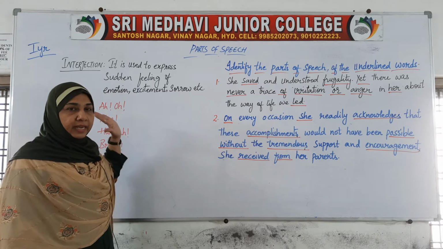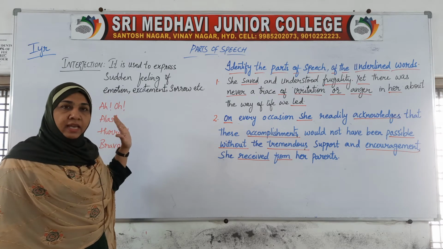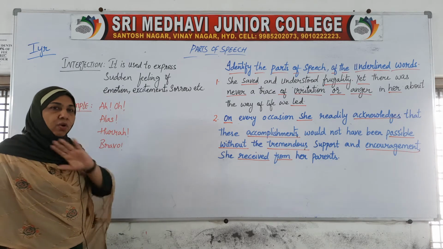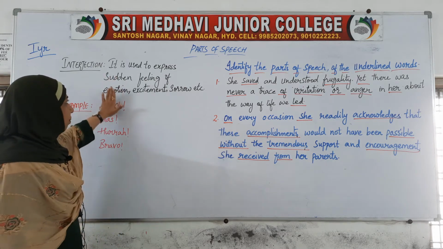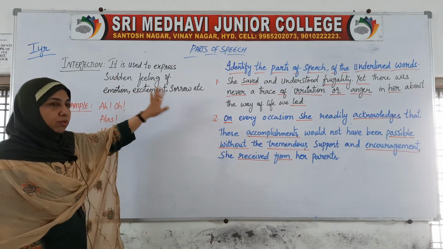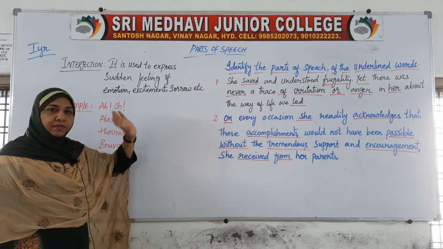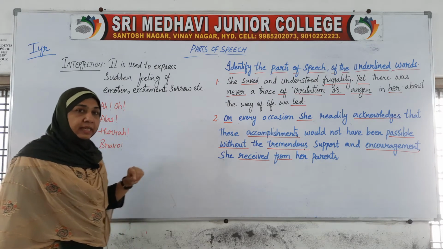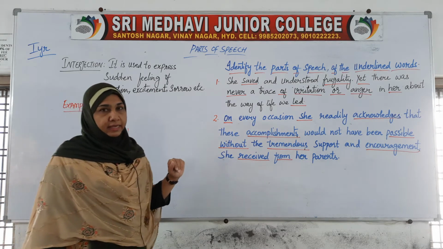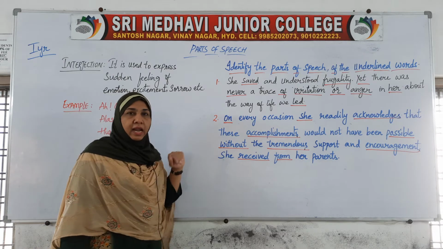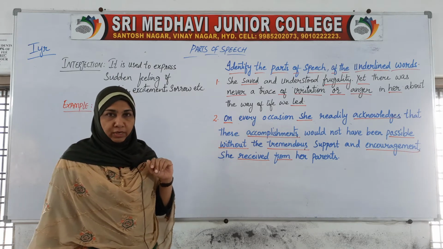That is your interjection, which is used to express all these sudden emotions: excitement, sorrow, joy, happiness, sadness, everything can be expressed suddenly. Then it is known as the interjection. Okay, that is your last part of speech which I have to explain.